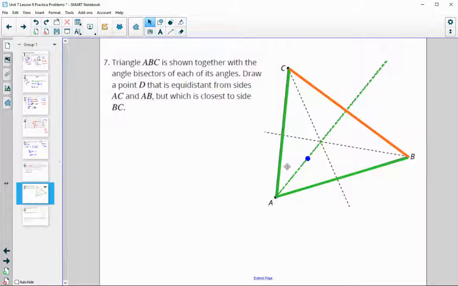So here it's closer to the green than it is the orange. Here it's the same distance from all three. Here it's closer to orange. Still the same distance from the green, but closer to the orange. Now if it was here, right now it's not equidistant from the green ones because it's off the angle bisector. So it needs to be on the angle bisector on the orange side of the in-center. So anywhere in here.